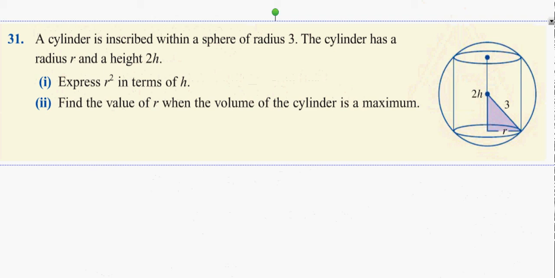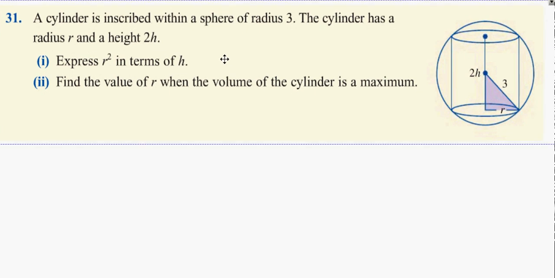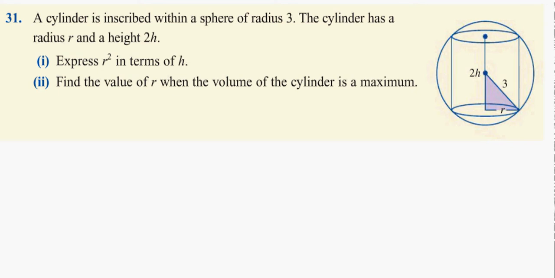Move on to the last one here, which is 31. A cylinder is inscribed within a sphere of radius 3. The cylinder has a radius r and a height 2h. Express r squared in terms of h.